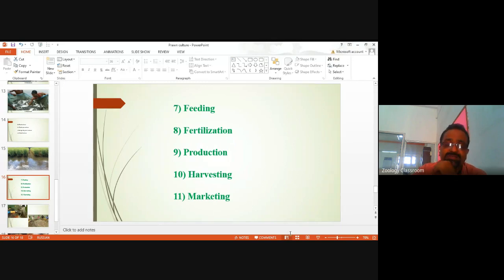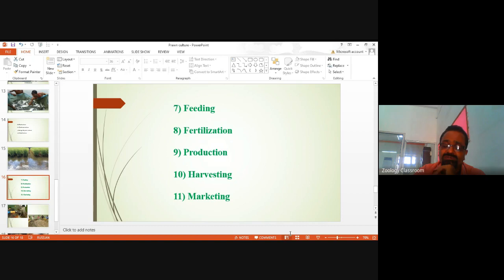Next point is harvesting. Harvesting is done by pulling a seine net. Care should be taken to be sure that the seine net reaches the bottom of the pond because large males may avoid the net by burrowing into circular breeding depressions built. And last point here is the marketing.